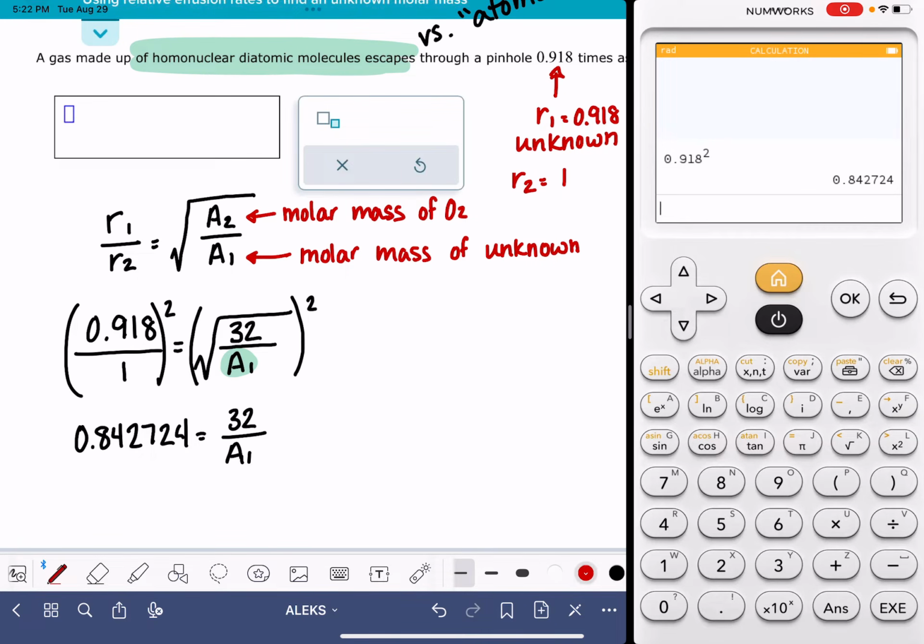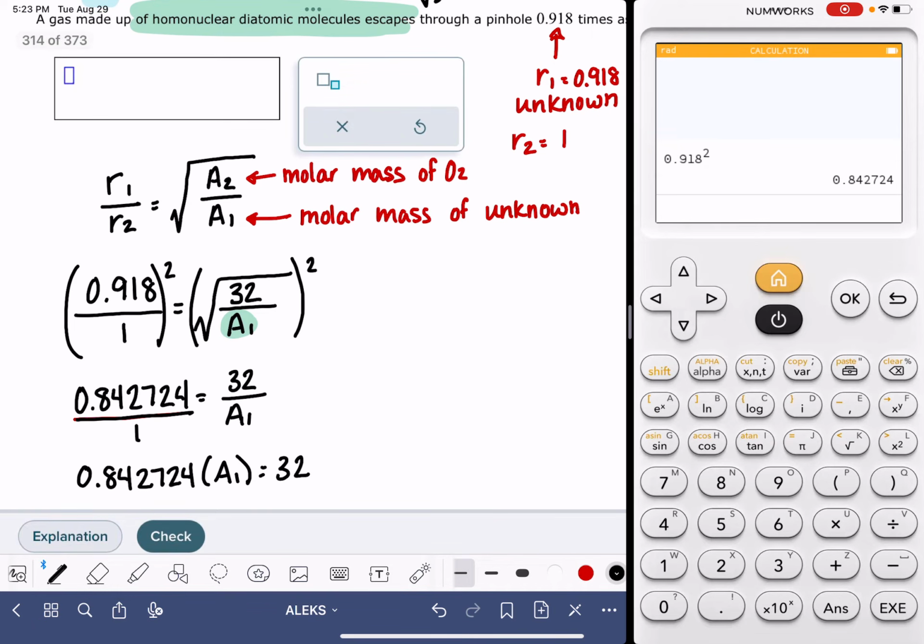Now what I'm going to do is, actually I'm going to use the cross multiplication rule. I'll go ahead and bring that one back. We're going to say that the numerator times the denominator is equal to the numerator times the denominator. And so that's going to give me 0.842724 times A1, my unknown, is equal to 32. And then the last thing that I need to do is divide both sides of this equation by 0.842724, and that will cancel that term out.